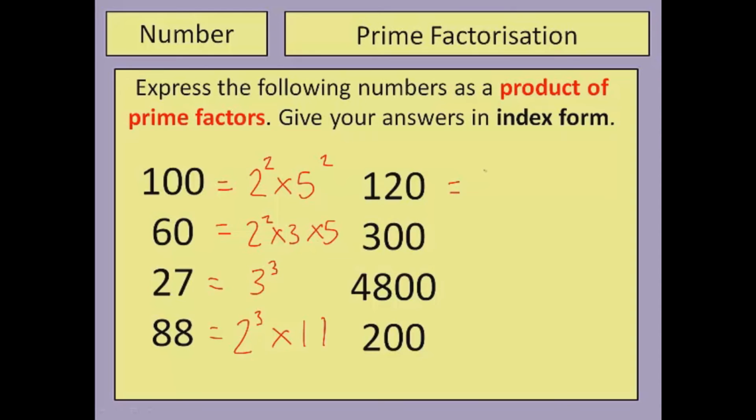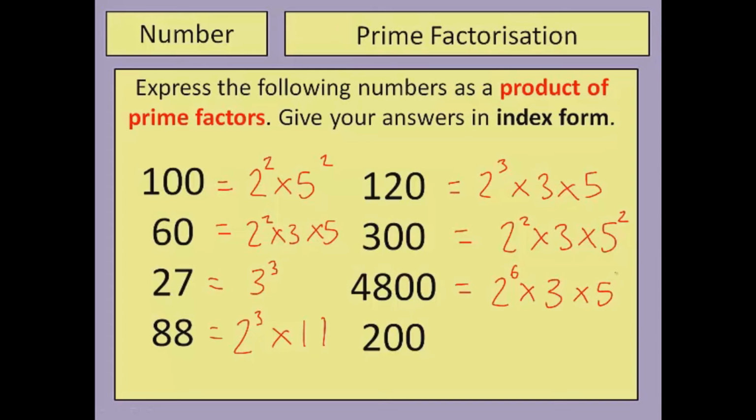120, that is 2 cubed times 3 times 5. 300 is 2 squared times 3 times 5 squared. 4,800 is 2 to the power 6 times 3 times 5 squared, and the last one, 200, is 2 cubed times 5 squared.